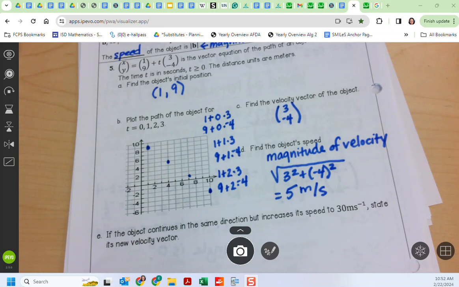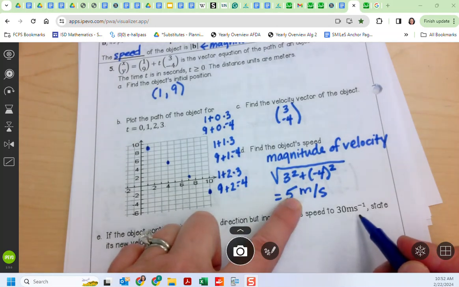All right, the object continues to move in the same direction, but increases its speed to 30 meters per second. Do you notice how the IB writes meters per second? I don't love it, but that's what they do, so you need to get used to seeing it. This meters per second means the same as this meters per second. All right, so just notice those two notations. They are the same thing.